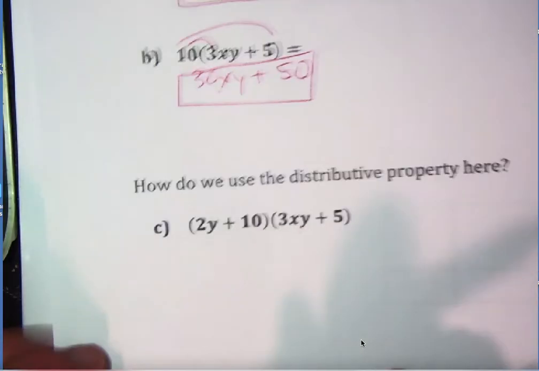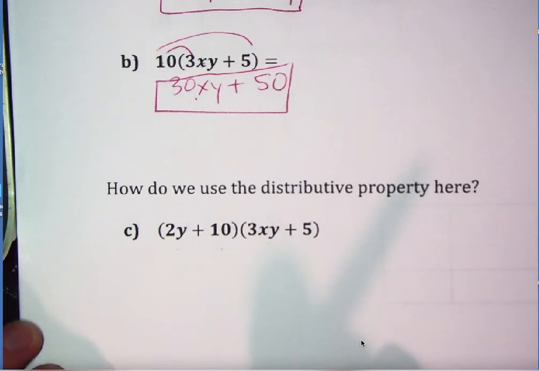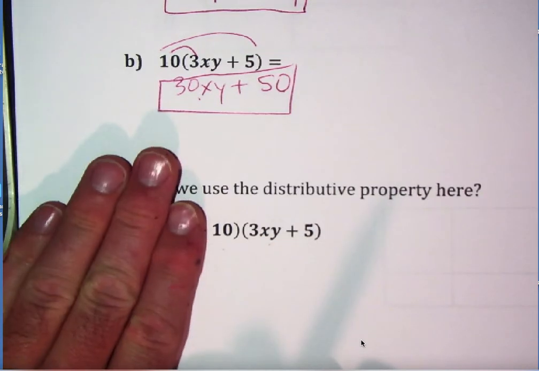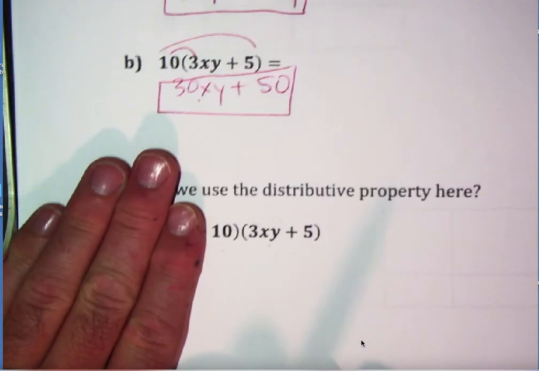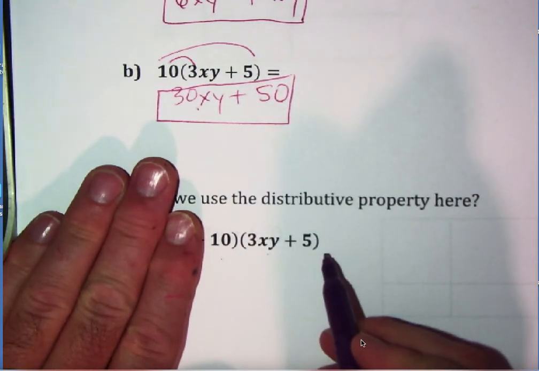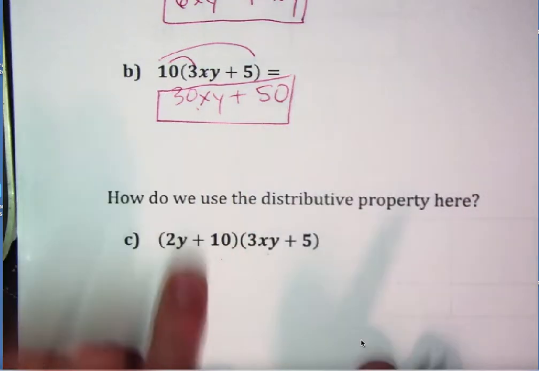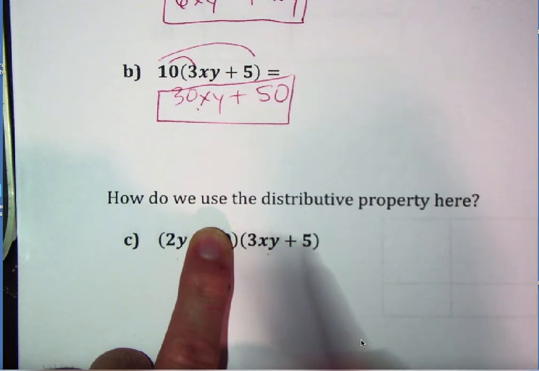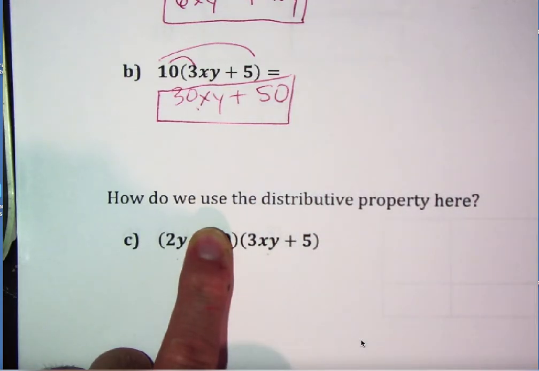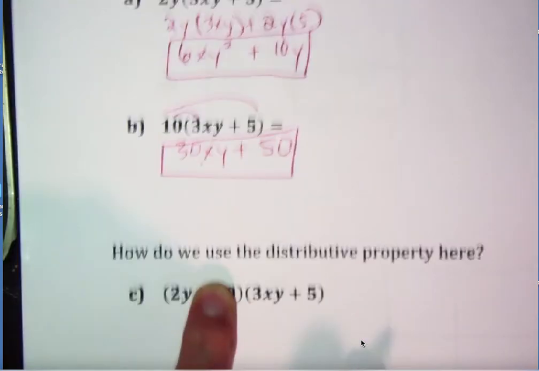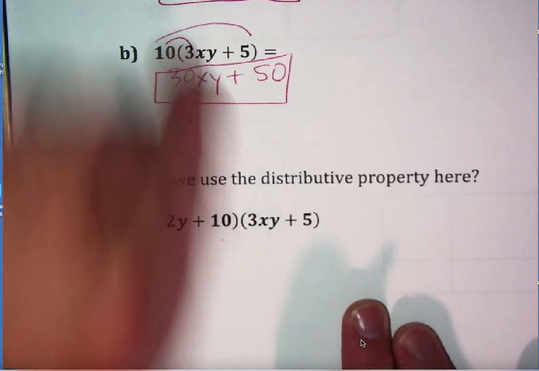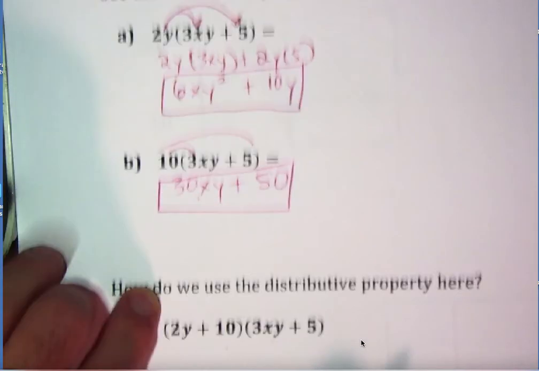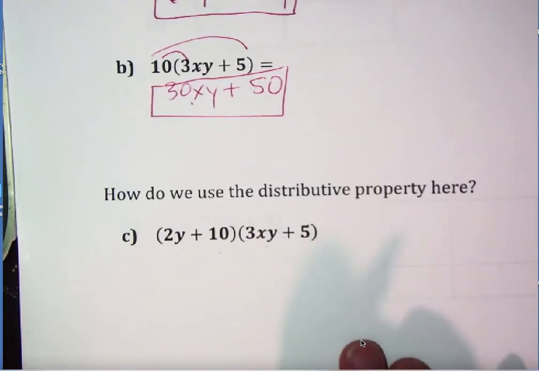And there is a way to think about it, right? If it was just 10, could you do 10 times 3xy plus 5? Sure, we know what that is, right? And if it was just a 2y, could we do 2y times these two things? Sure, we did it right up there. So this is a fancy way of saying do both of these things instead of having two separate problems.